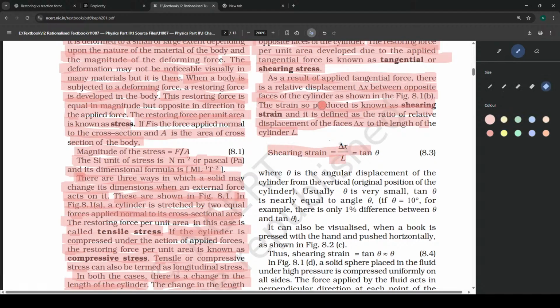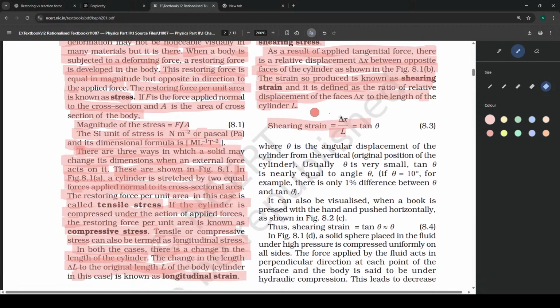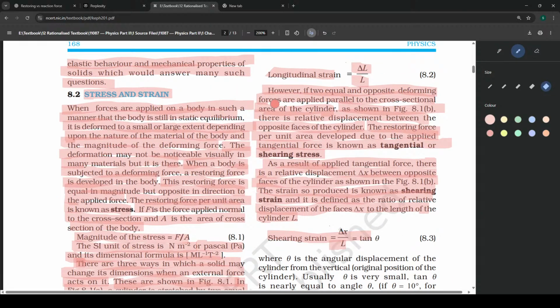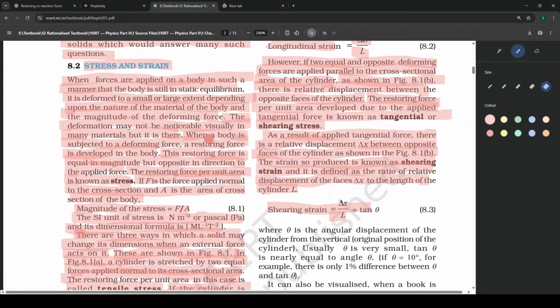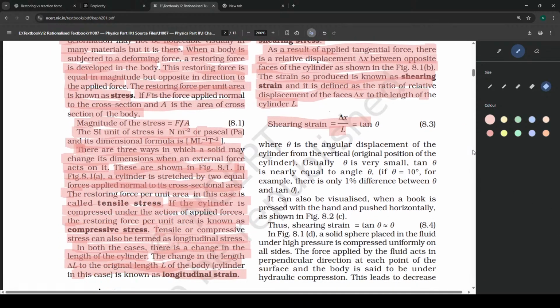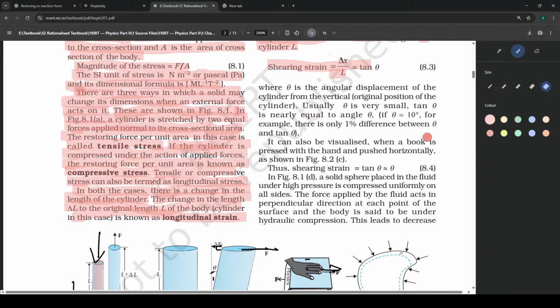Shearing strain, let's see that again. As a result of applied tangential force, there's a relative displacement delta x between opposite faces of the cylinder. The strain so produced is known as shearing strain. It is defined as the ratio of displacement of the faces delta x to the length of the cylinder. Shearing strain equals delta x by L, which equals tan theta, where theta is the angular displacement of the cylinder from the vertical original position of the cylinder.